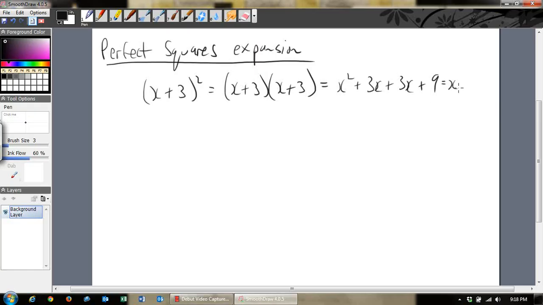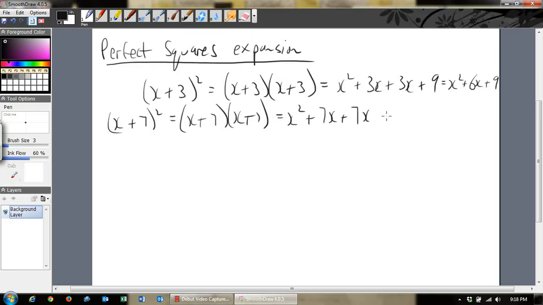Which is equal to, if you collect like terms, x squared, plus 3x plus 3x, which is plus 6x, plus 9. Can you see a pattern between this and this? Let's do another one. x plus 7 squared is equal to x plus 7 times x plus 7, which is x squared plus 7x plus 7x plus 49. If we simplify that, we get x squared, 7x plus 7x is 14x, plus 49.